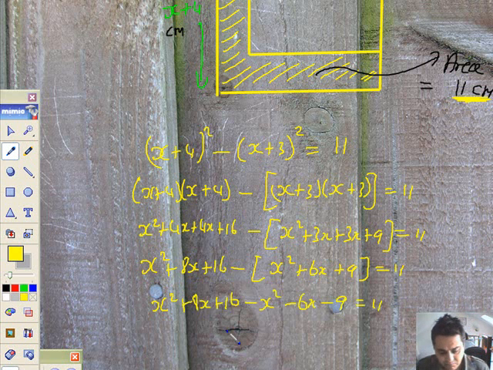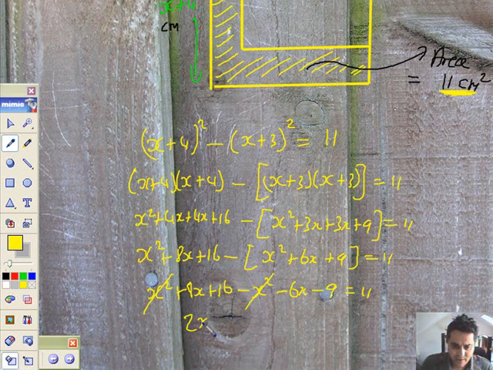So let's form an equation. Doesn't even say it's quadratic. Interesting. Right, so x squared minus x squared have gone. 8x minus 6x, well that's 2x. 16 take away 9 is roughly 7, isn't it? So plus 7 equals 11.